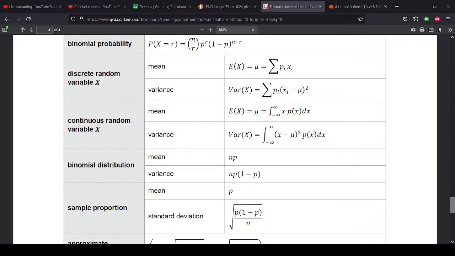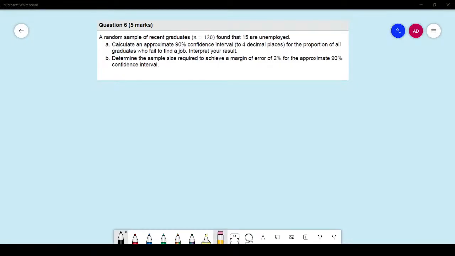All right, a random sample of recent graduates found that 15 are unemployed. So this is a sample proportion question already, we can see. Calculate a confidence interval for the proportion of graduates who fail to find a job. Interpret the result. Determine the sample size required to achieve a margin of error of 2% for the approximate 90% confidence interval.